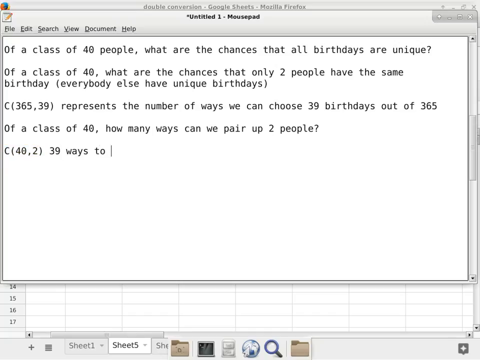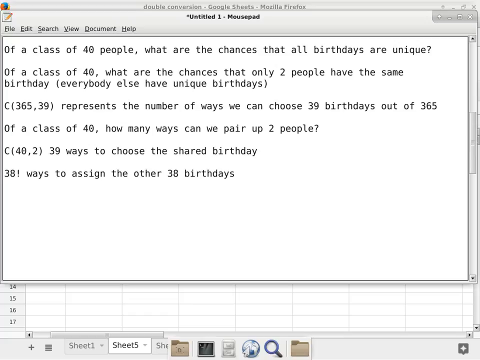So we now have 39 ways to choose the shared birthday. And then we have P(38, 38), or I should say, let's see, is it 38, 38? We have 38 factorial ways to assign the other 38 birthdays. Is that making any sense?